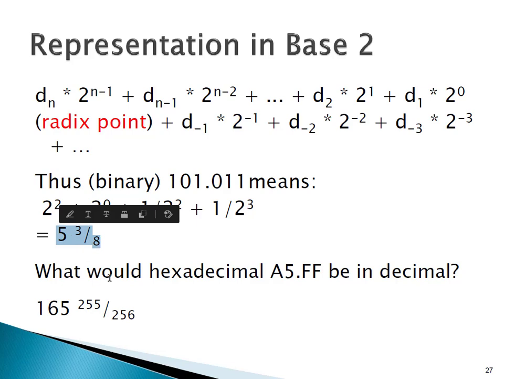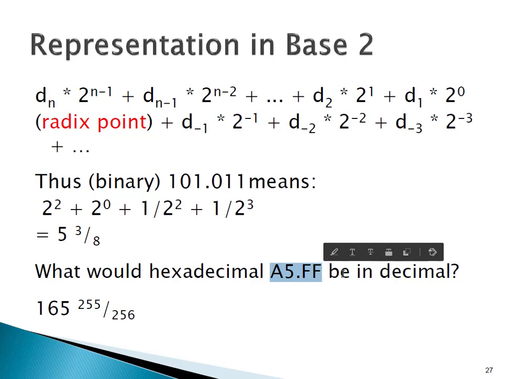So you can now do the same thing with this. Convert this hexadecimal fraction to decimal, aka base 10. How do you do it? Well, you simply say A, which is 10, multiplied by 16 to the power of 1, then plus 5 times 16 to the power of 0 plus F, and F, remember, is 15, multiplied by 16 to the power of minus 1 plus F again, which is 15, multiplied by 16 to the power of minus 2. So that's all you're doing, and you'll get this answer. So this is how you can convert hexadecimal to decimal.